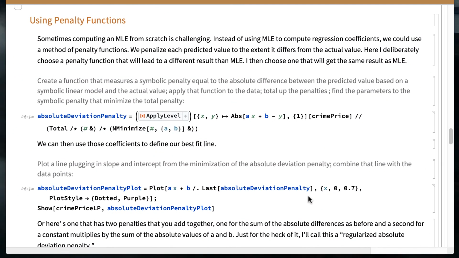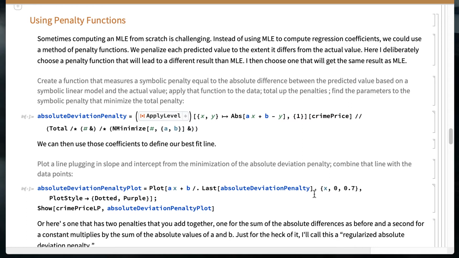I just showed you how to do a regression using maximum likelihood estimates. Sometimes that is computationally challenging. There's another method which is called using penalty functions. The idea is that you compare each predicted result to the actual value. You compare the result your model gives you with the actual value, and to the extent that there's a difference, you penalize it. And the idea is to come up with a model that minimizes, in this case, the sum of those penalty functions.